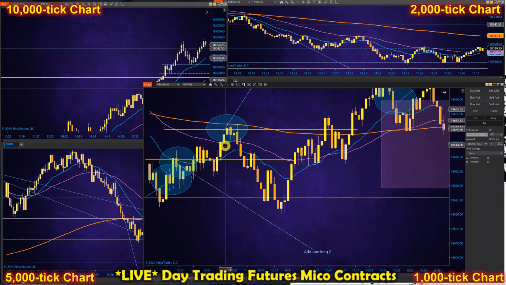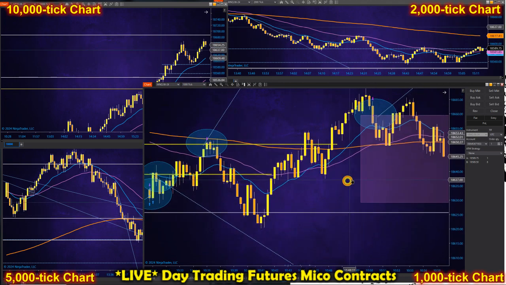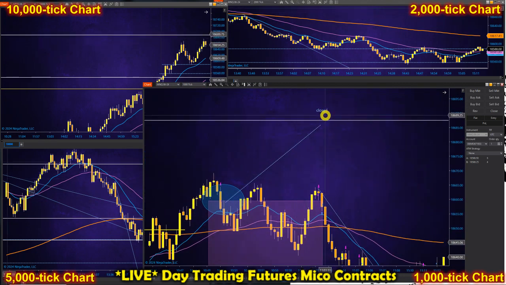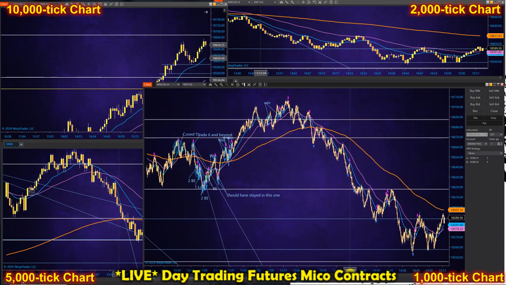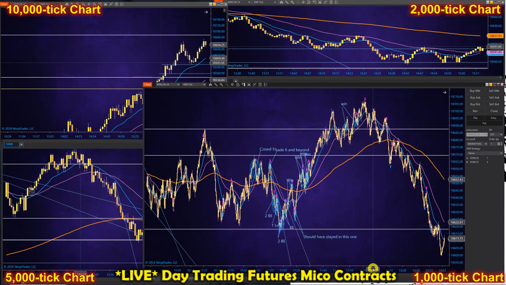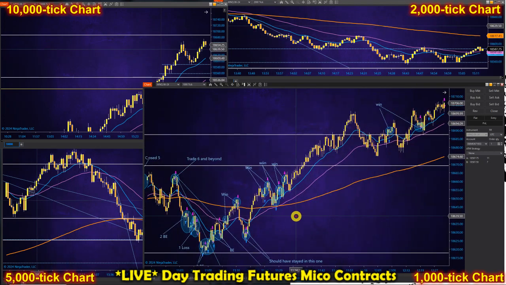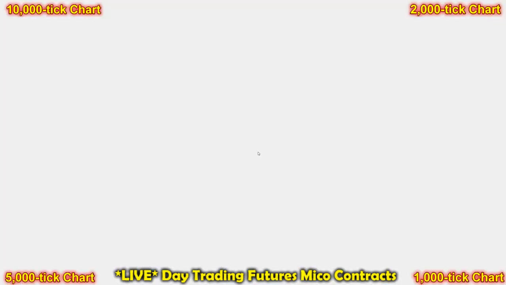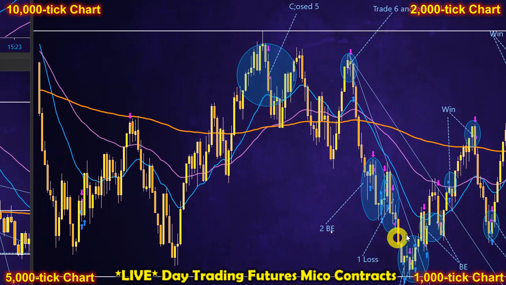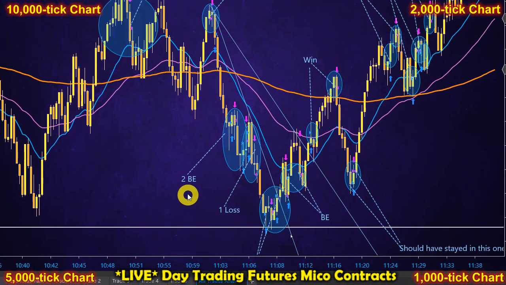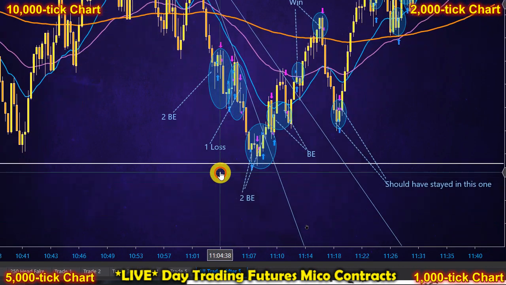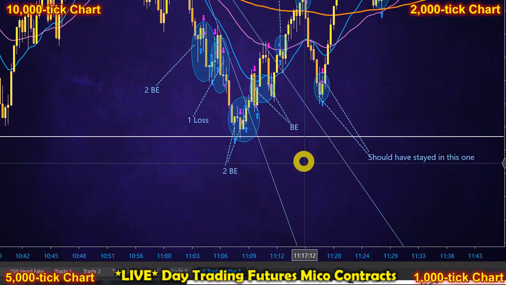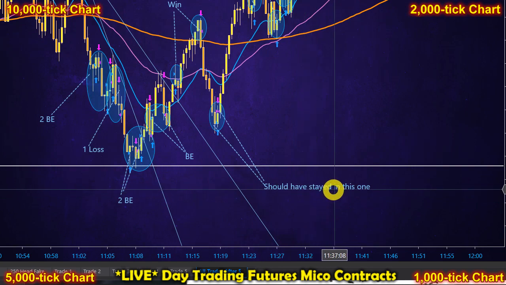Okay, so I'm combining trendline strategies with other strategies. So up here, I closed trade 5. And then I started going into a bunch of scalping strategies, trendline break strategies, and I traded a whole bunch of times. That was where I closed that position, and then I kept practicing all kinds of different ways. There were 2 break-evens here, 1 loss, 2 break-evens down here, 1 break-even here.